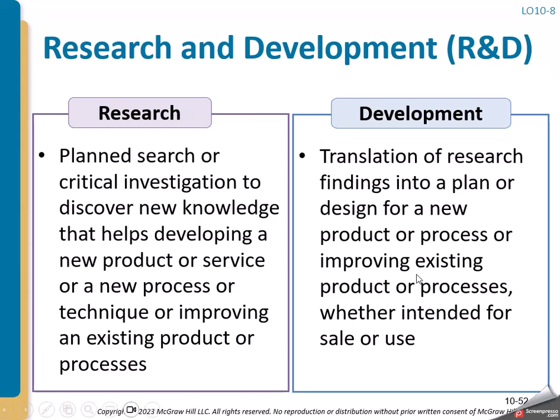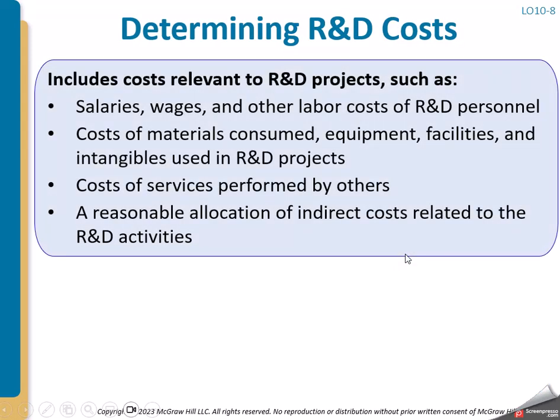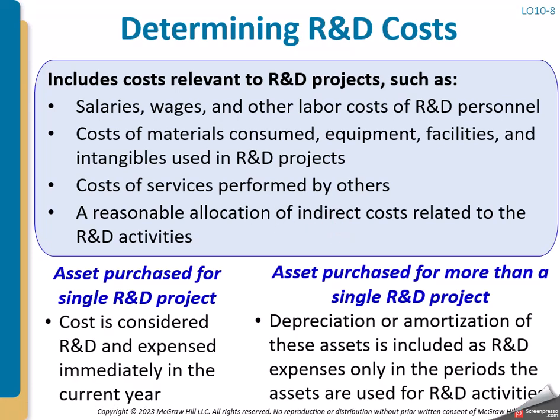Then development is when we take those findings and actually design the new product, and work out all the bugs before we can get to the point of actually patenting it and selling it. So these are all costs that could be included in those: salaries and wages, the equipment and the facilities, any services performed by outside experts, and allocating indirect costs to whatever part of the building the research and development is, or maybe it's a whole separate building.